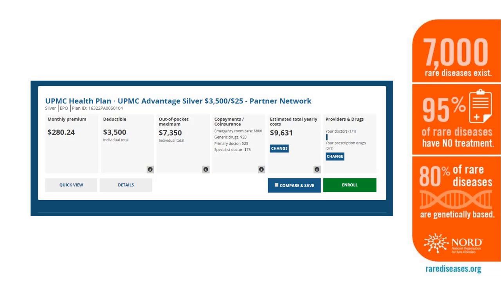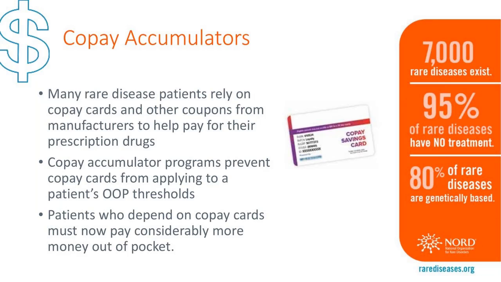So we wanted to pause here, where we're talking about things to know about your health plan, to tell you all about an issue that has come up that some of you may have already been exposed to. You may have heard other information from NORD about this regarding copay accumulators. Essentially, many patients on therapies rely on copay assistance. They get a drug discount card, or some kind of assistance card from a drug company that helps pay for their medications each month.